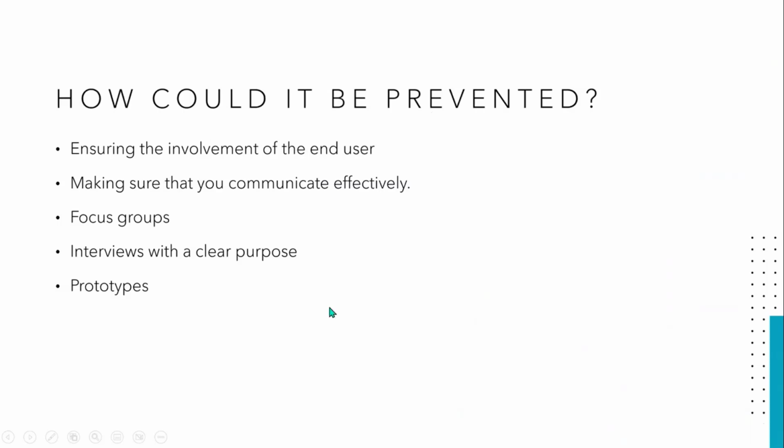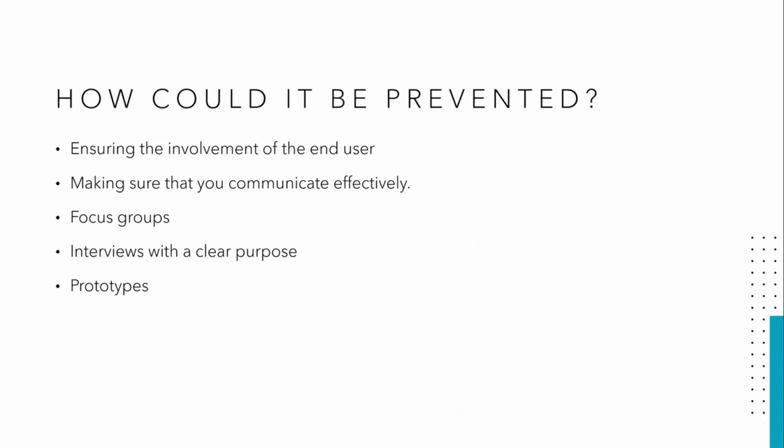How could it be prevented? There are many ways that end user failure could be prevented, one of them being ensuring the involvement of the end user throughout the whole process. Because if the end user is available throughout the whole process, then the end user can give you feedback while you're programming, not completely at the end. And make sure that you communicate effectively, and that you really understand what the user wants in terms of their needs.